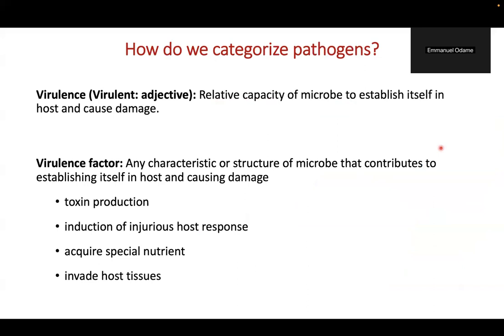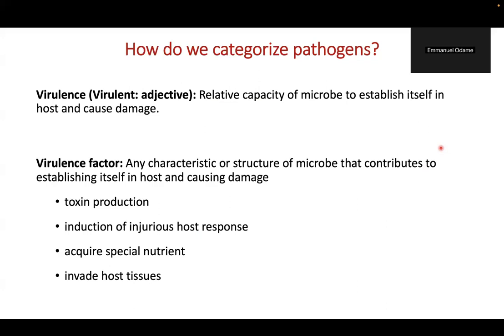So to categorize pathogens, we have to first understand how potent they are. Basically, we are talking about virulence. So virulence basically is the relative capacity of microbes to establish itself in the host and cause damage. And in order to understand the virulence of a pathogen, you first have to understand or calculate what their virulence factor is.